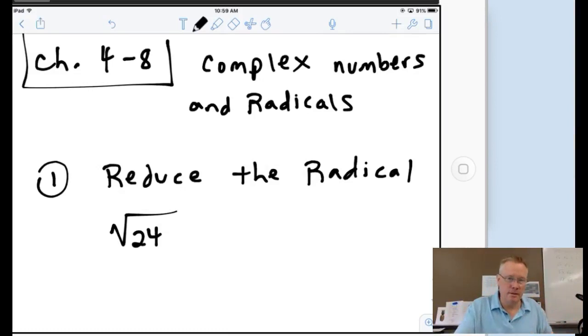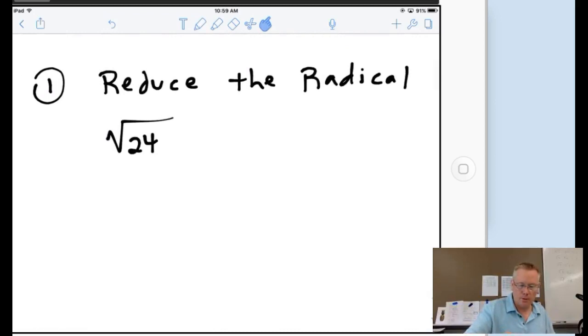Okay, hi there. Today I'm going to be looking at Chapter 4-8 for Algebra 2 of complex numbers and radicals. So I'm going to start off by showing you how to reduce a radical. You know that this is what's called a non-perfect square, and I know you can get a decimal if you punch it in your calculator, but in math we like to reduce the radicals because it's an exact answer. Whatever decimal you're getting in your calculator is a rounded off answer, so it's not exact.